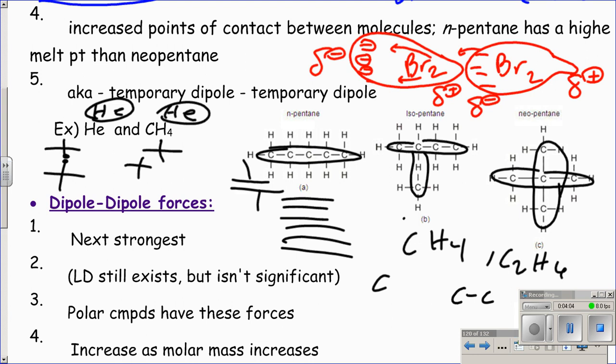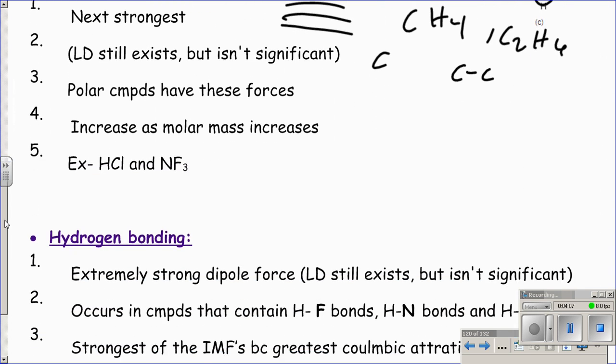So not only do you need to know the order of strengths of these things, but you need to know how to explain them very well. We'll keep working on this.